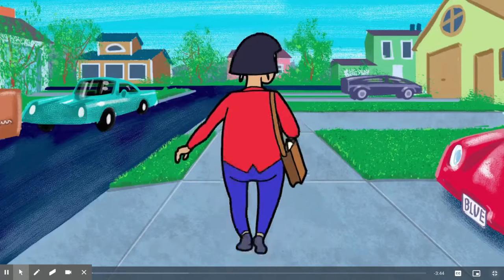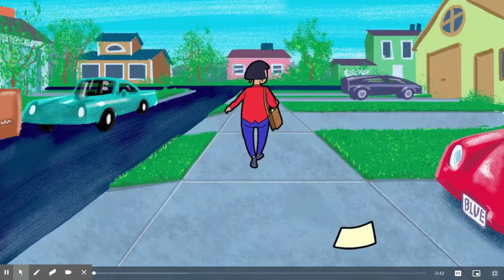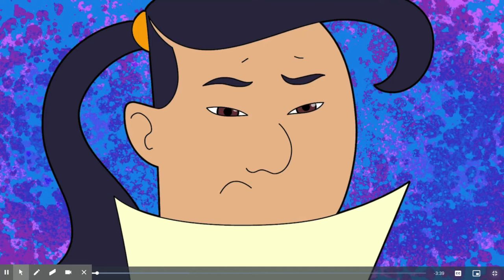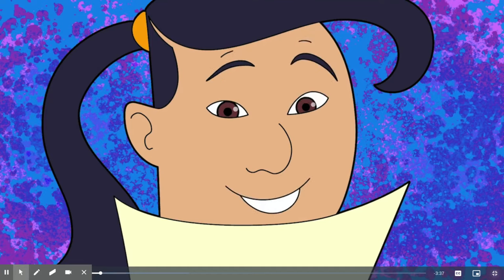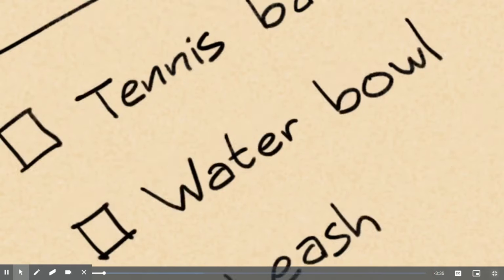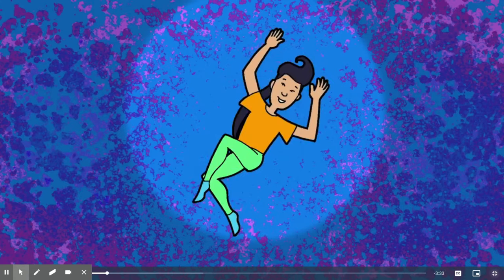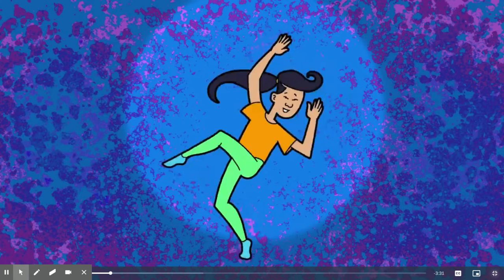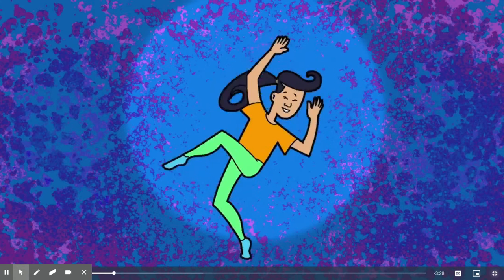Bummer. Then something falls out of your mom's purse. You pick it up and read it. It's a shopping list for things like tennis balls, water bowl, leash. Woohoo! And you realize you are getting a dog for your birthday.